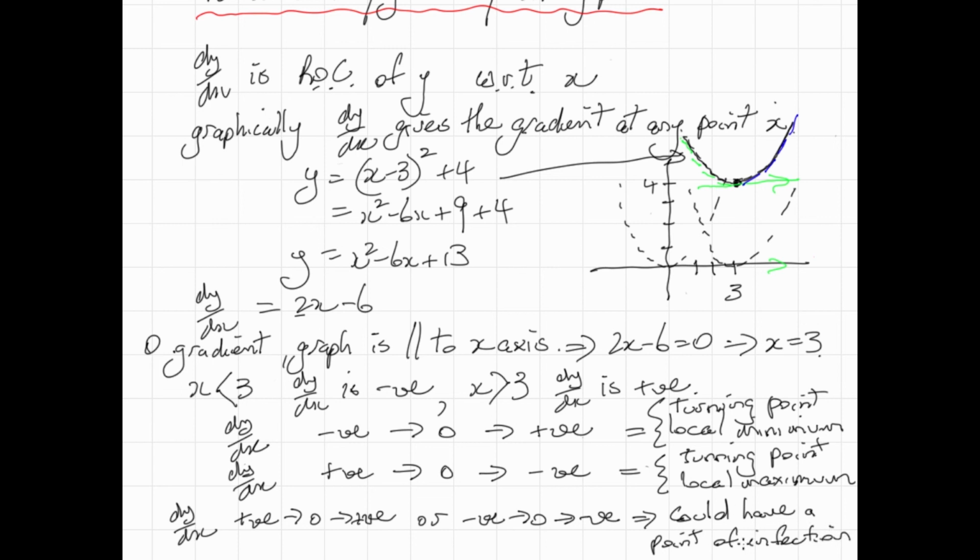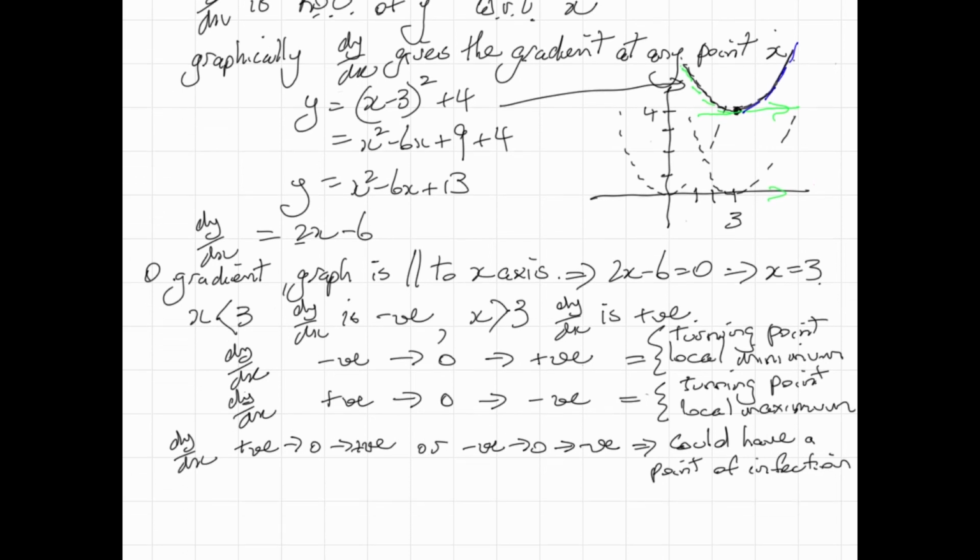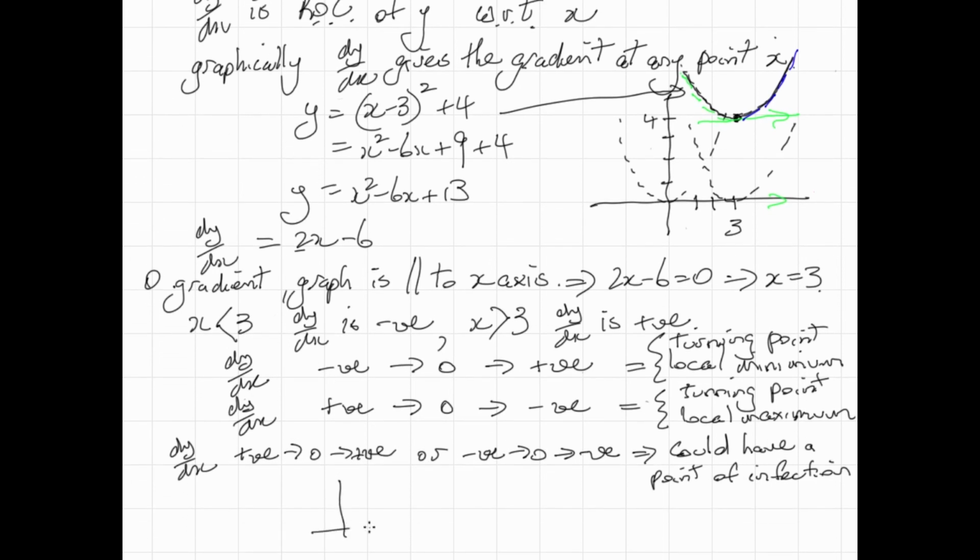And we're going to talk about these at length a little bit later. But what basically is going on in this case is that we get a graph that may look a little bit like this. So the gradient is positive here, the gradient is 0 there, the gradient is positive there. And so we may have a point of inflection, what we call a POI, at this particular point.